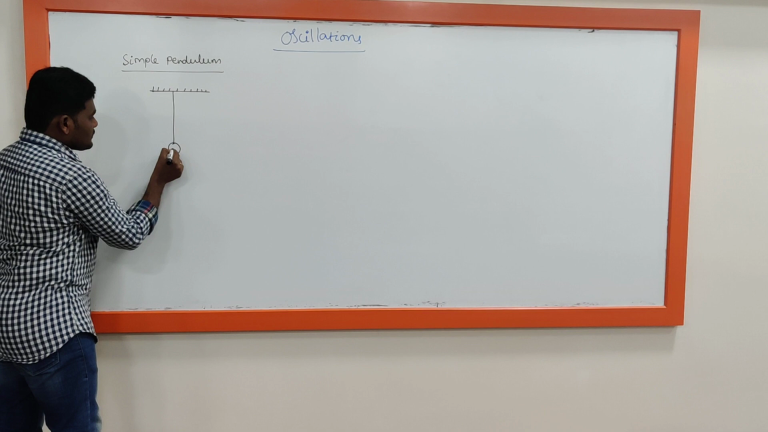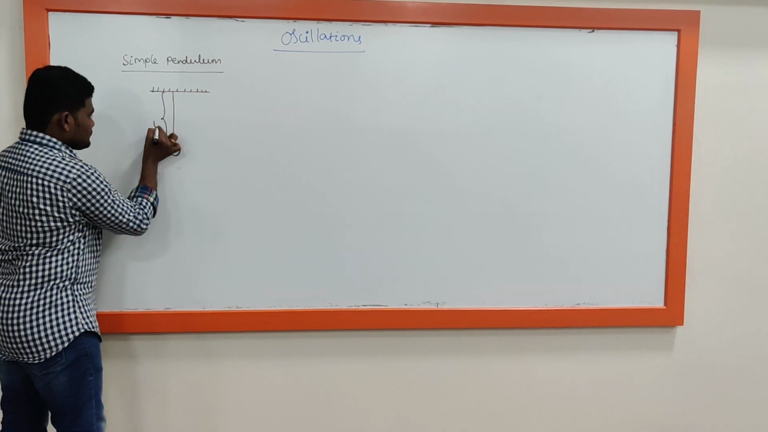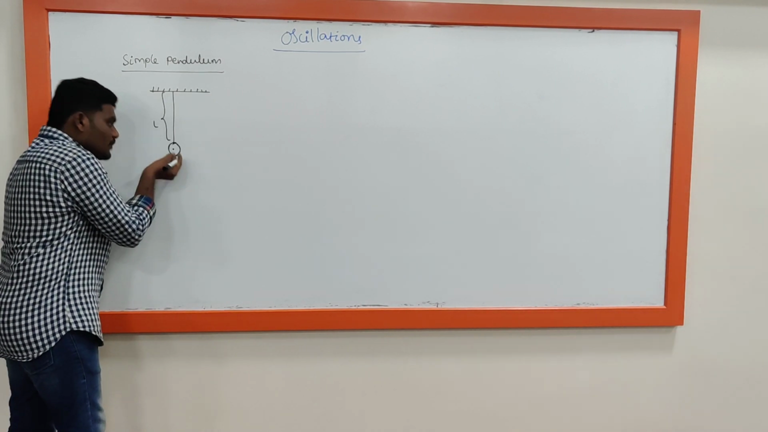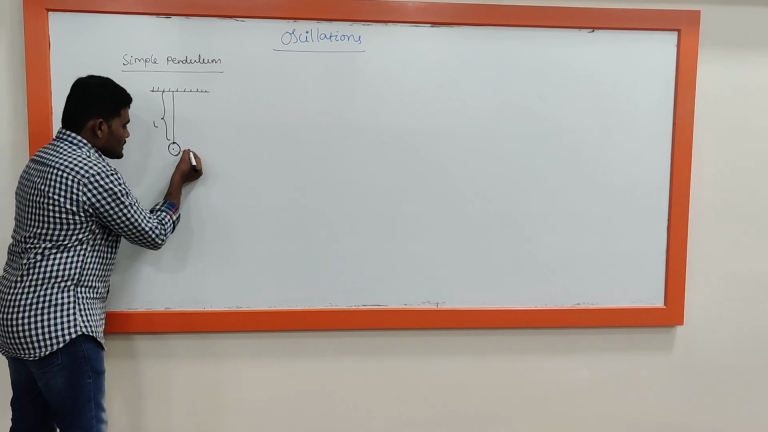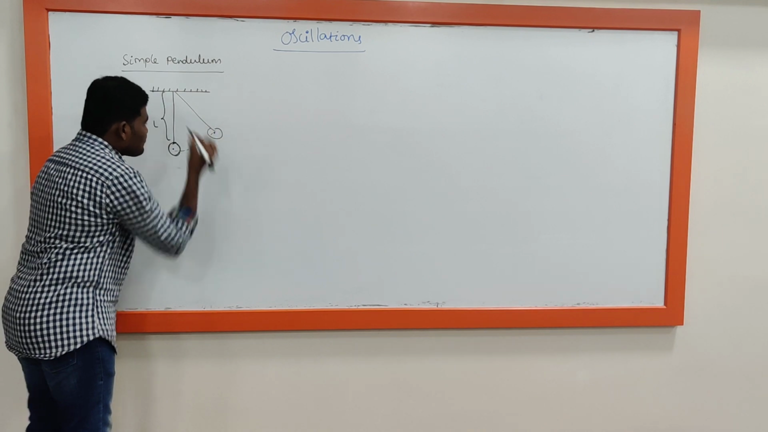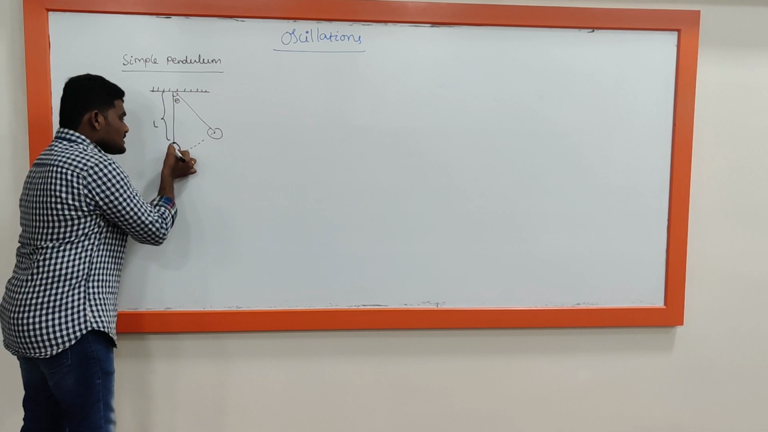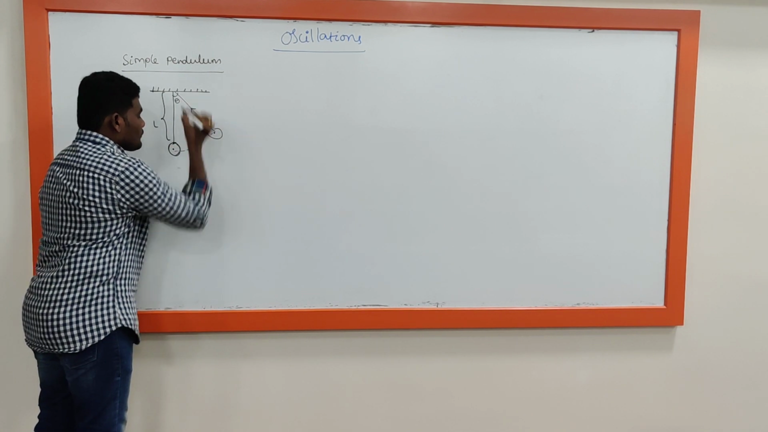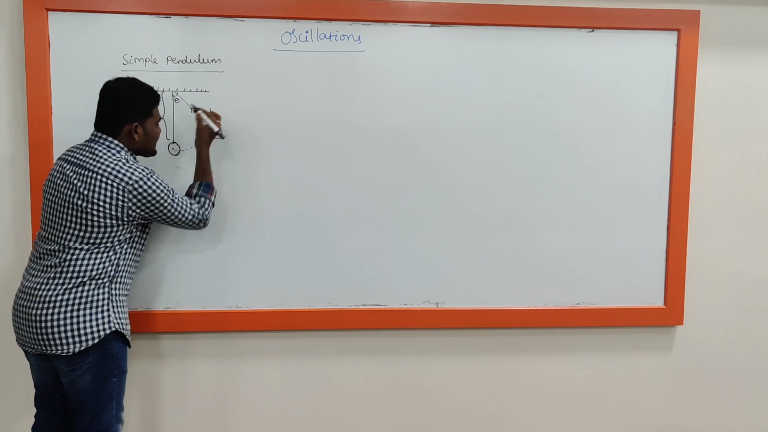A bob is connected to a string of length L. So this bob, if you apply a force, will try to move to and fro. First of all, the bob is moving toward this side, and the string makes an angle theta here. So if we take the angle, this is the angle theta.